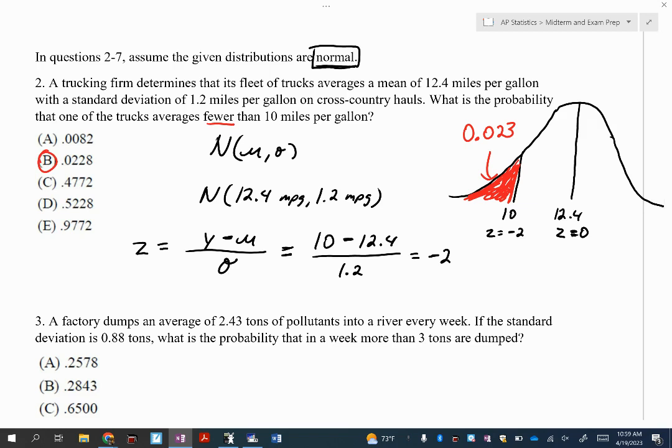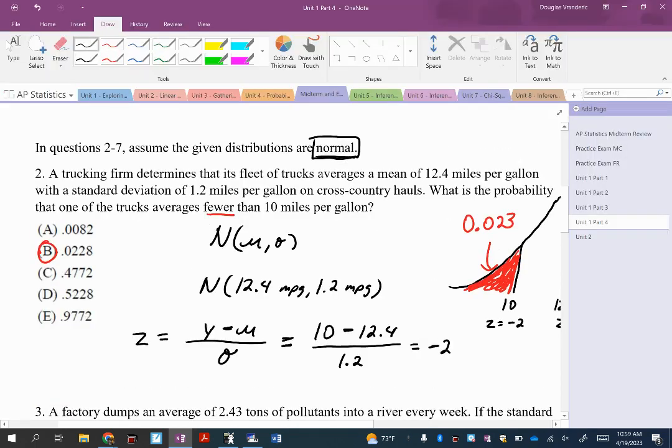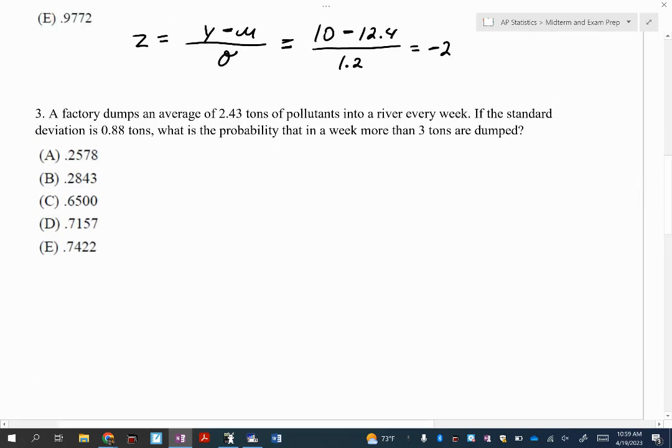Any questions on number 2? I know it's been a long time since we've done this, guys. A long time. Since September. Let's do number 3, and then we will be done for today.